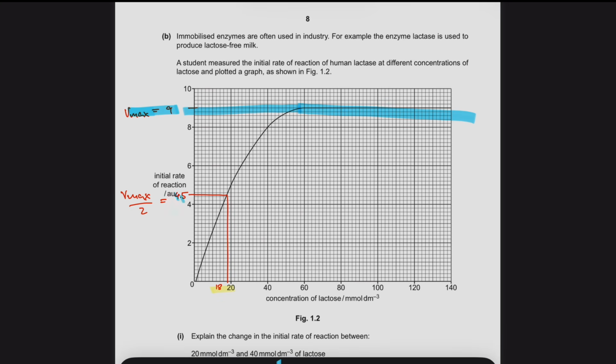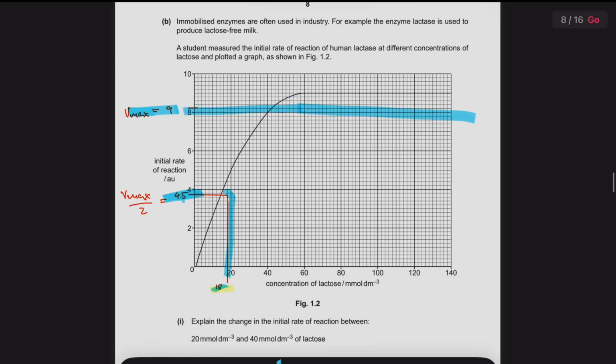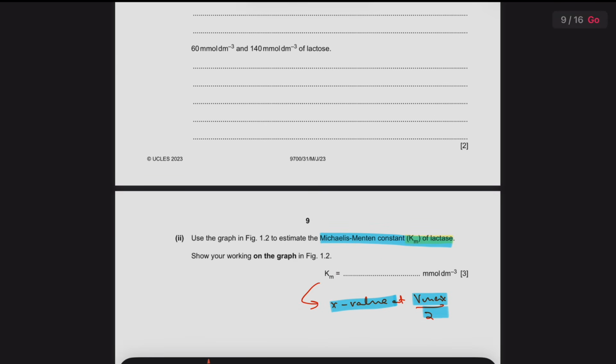If you follow it along, you get to 9. What is half of 9? 4.5. What is the x value produced at that? 18. So what is your answer? 18. Simple as that. Now, why is it a 3 marker? Where do you get the 3 marks from?